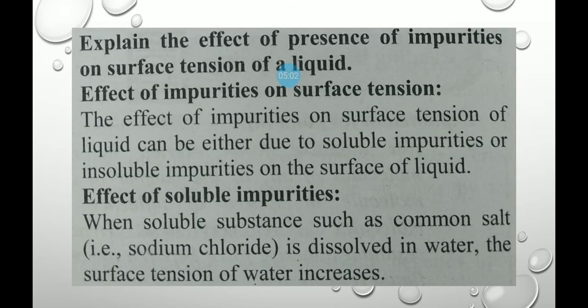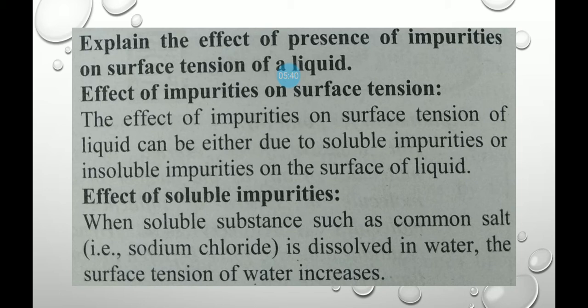Then next we have to see: explain the effect of the presence of impurities on the surface tension of a liquid. There are four types of effects given here. The first is the effect of impurities on the surface tension. The effect of impurities on the surface tension of a liquid can be due to either soluble or insoluble impurities. First is the effect of a soluble impurity.